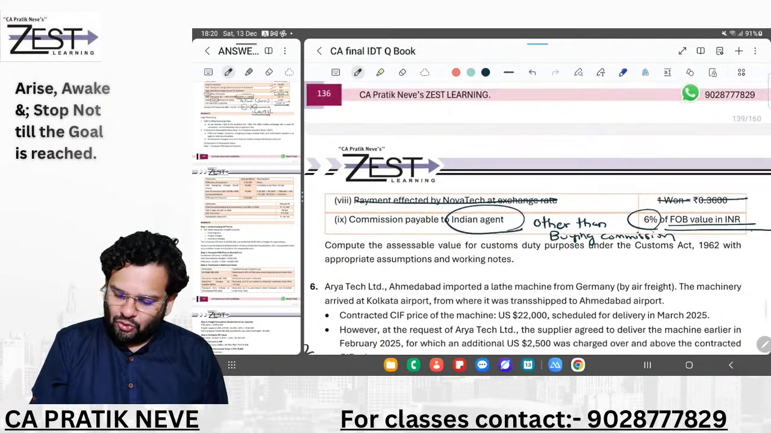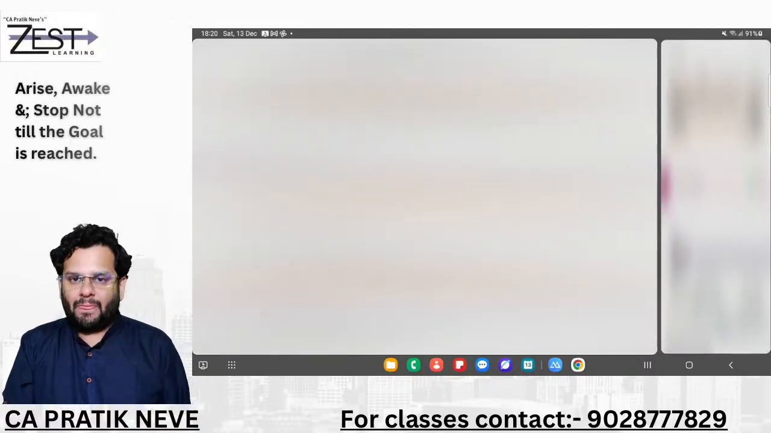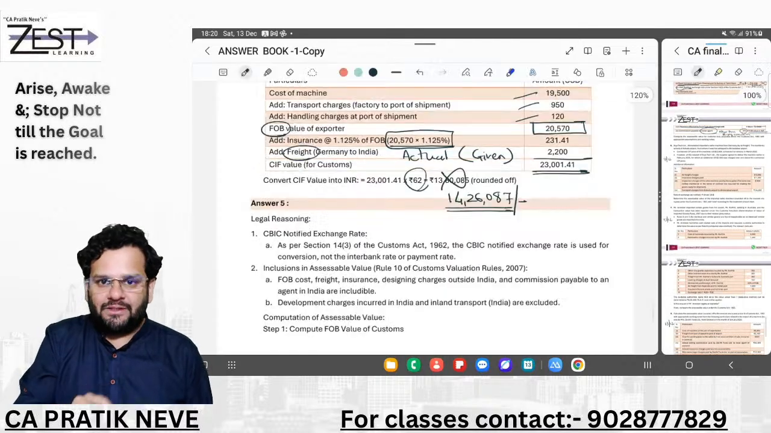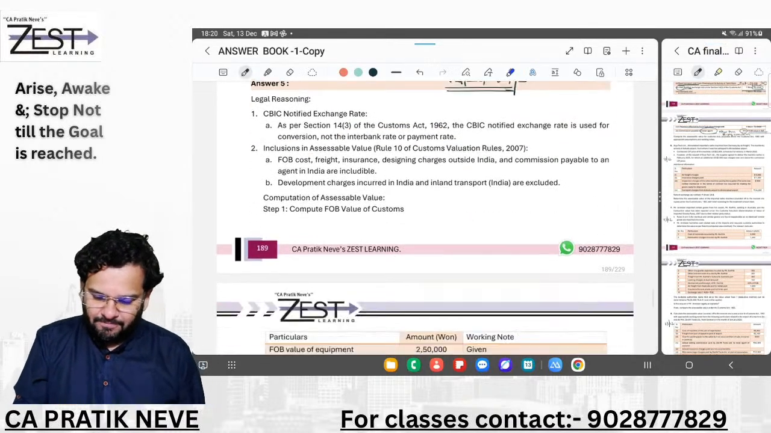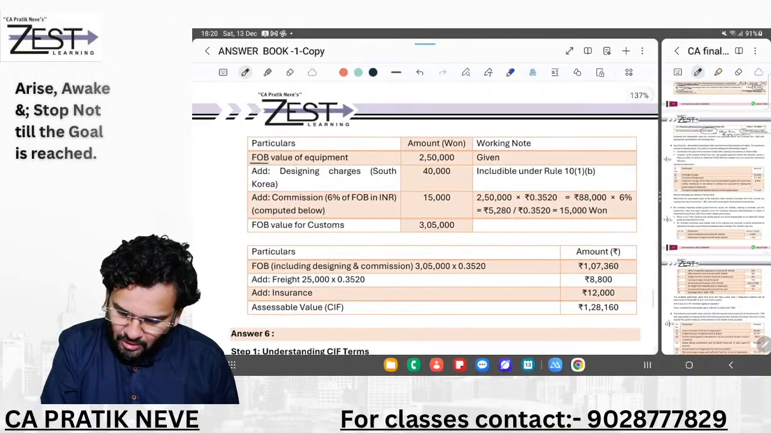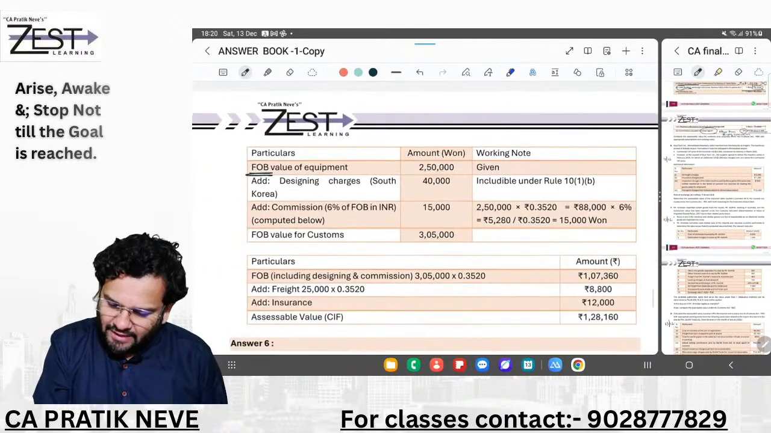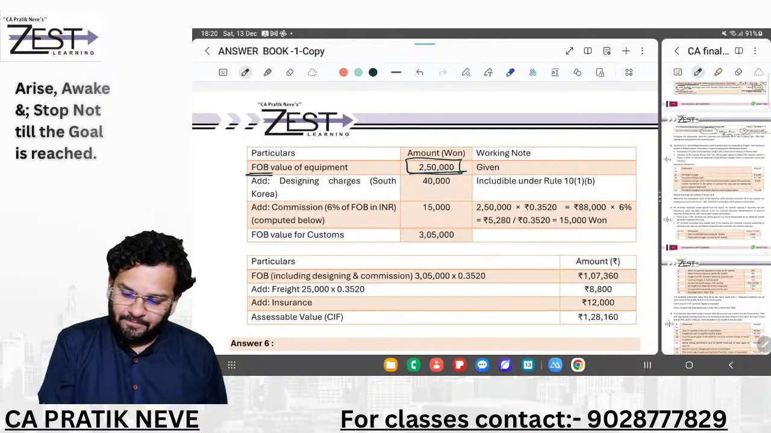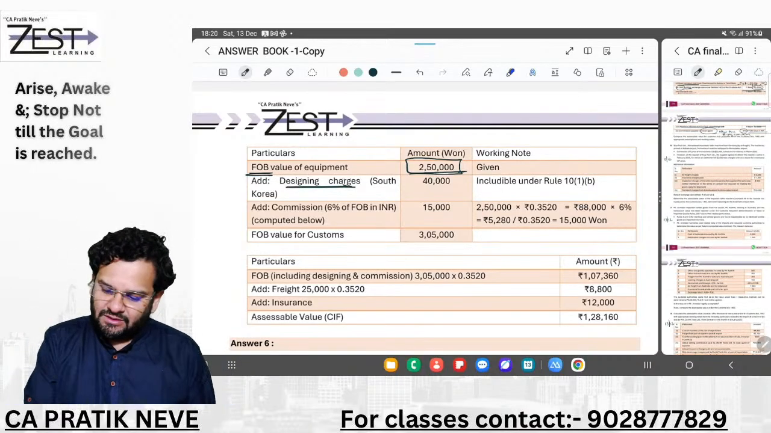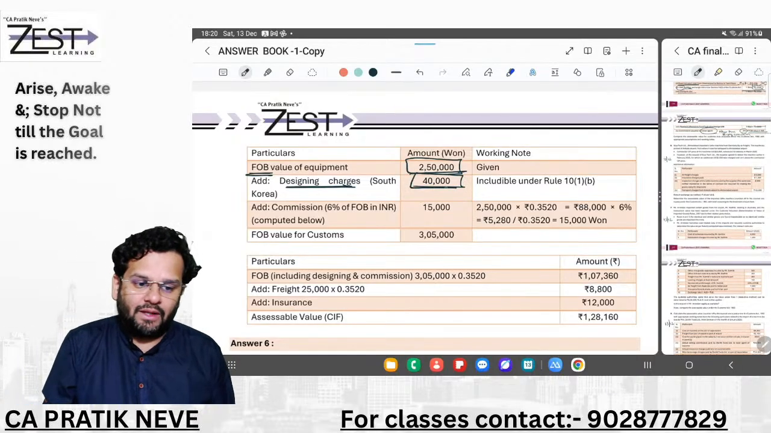So what you will have to do in this case is get one subtotal and convert it into rupees before getting the FOB. See now, FOB of the machine given is 2,50,000. No doubt in this. Designing charges paid in South Korea is 40,000. They will be included as 10-1.